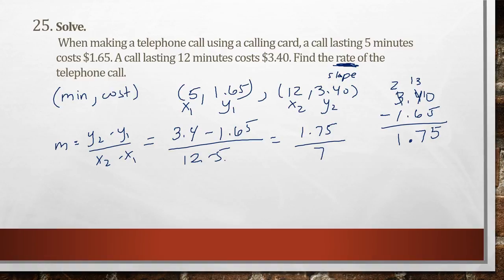So we have 1.75 over 12 minus 5, which would be 7. So we're going to actually have to divide this. So we're going to have 1.75 inside the box, divided by 7. Bring up your decimal point. Don't forget that. And then let's go ahead and do our long division.